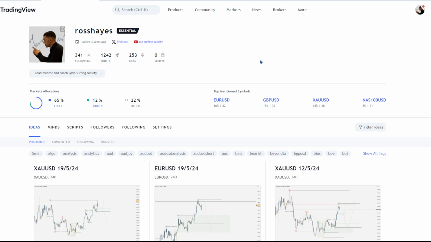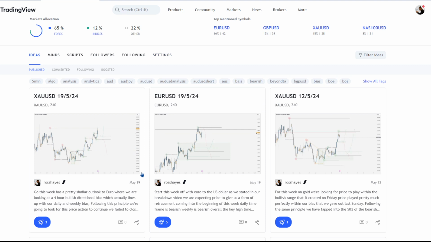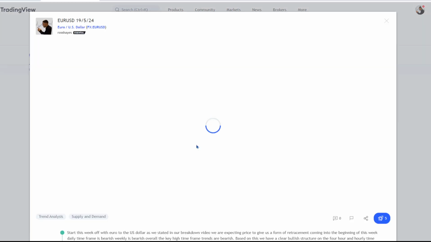So, without further ado, let's get on to what we are looking at this week. What we're going to do this week is look at the previous week markups that we gave out, and then go off to the new current price action and reference these points. We're going to start off with Euro here.